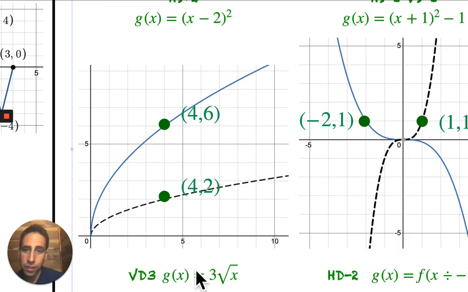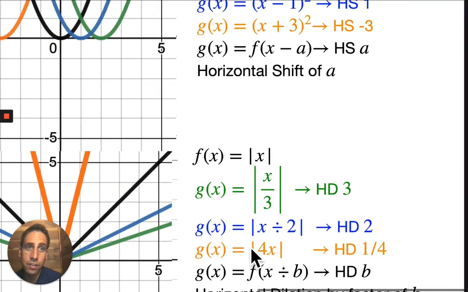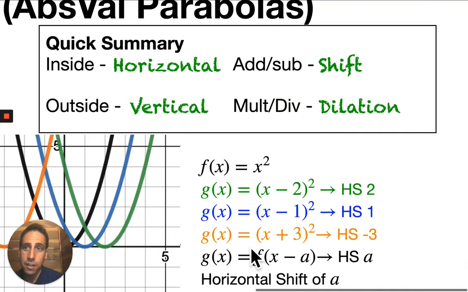So therefore, if the vertical dilation is 3, it should be multiplication on the outside, using our handy-dandy quick summary. So g of x is going to equal 3 square root of x, 3 times the square root of x. Remember, in your previous notes, we had, if it's a vertical dilation, that means outside multiplication.